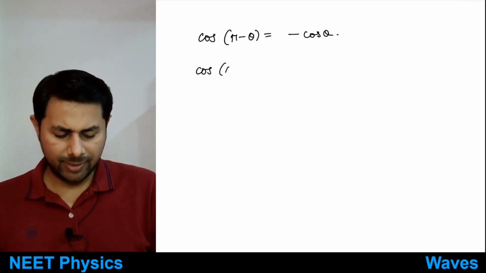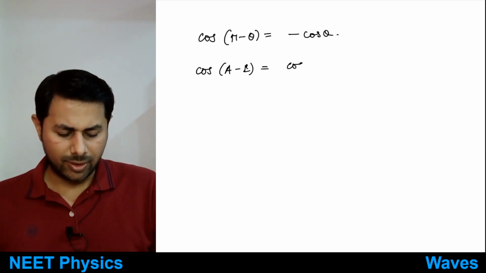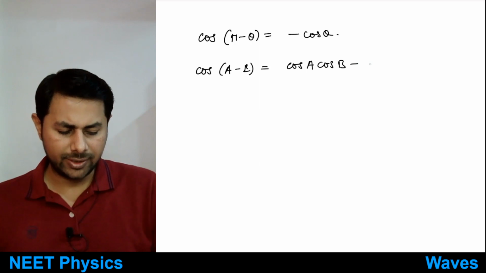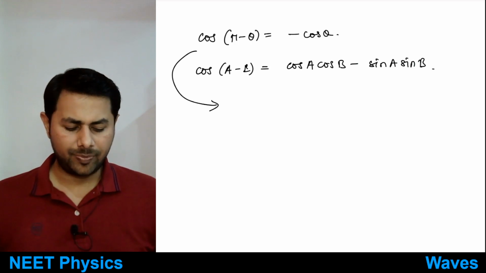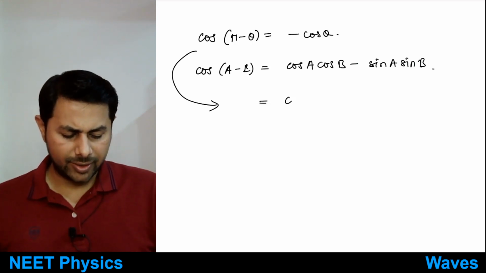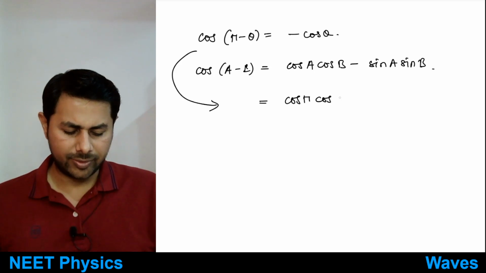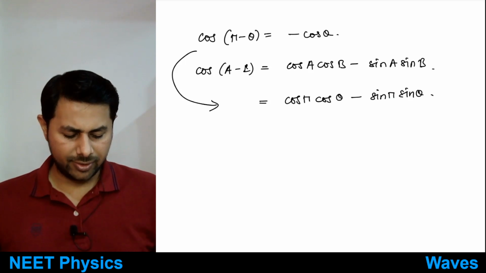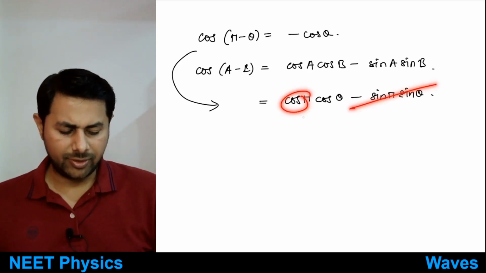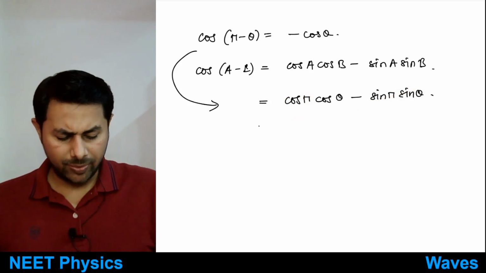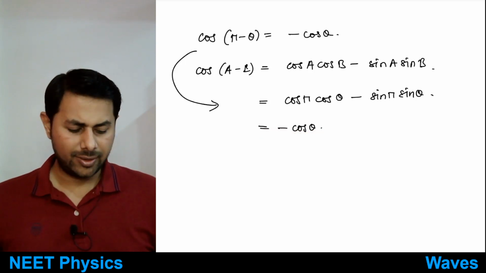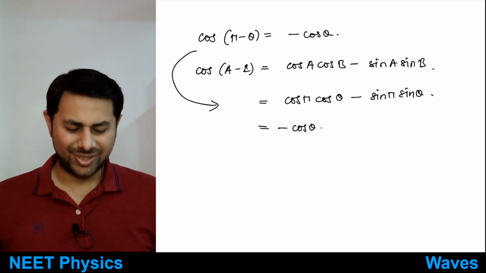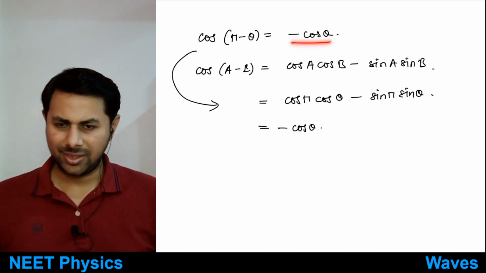So cos of a minus b, you have cos a cos b minus sin a sin b. Using that, if I solve this, cos of pi minus theta, what do I get? I get cos pi into cos theta minus sin pi sin theta. Sin pi is 0. And what is cos pi? Cos pi is minus 1. Therefore, it is minus cos theta. Right? You need to remember this. So cos of pi minus theta is minus cos theta.